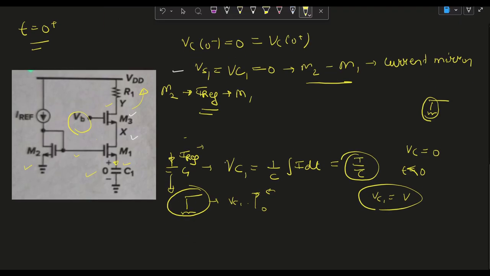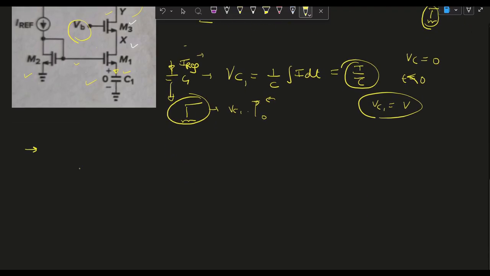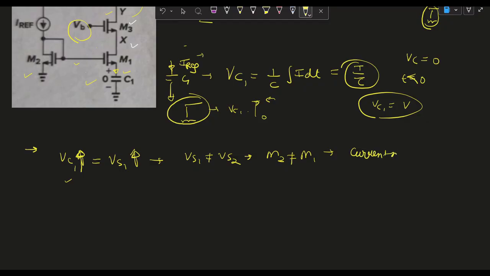Now let's move to the next analysis. Now VC1 is rising. VC1 is VS1, and if VC1 is rising, then VS1 is also rising. Now VS1 is not equal to VS2, so these two MOSFETs, M2 and M1, will not behave as a current mirror, but this gate voltage is fixed by the current mirror M2. We will use this later.